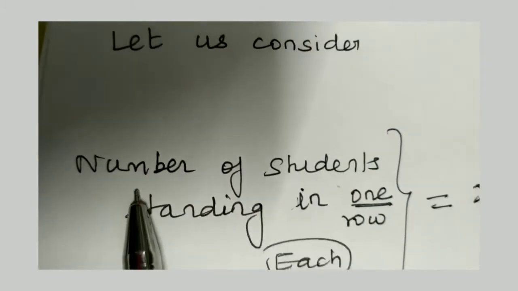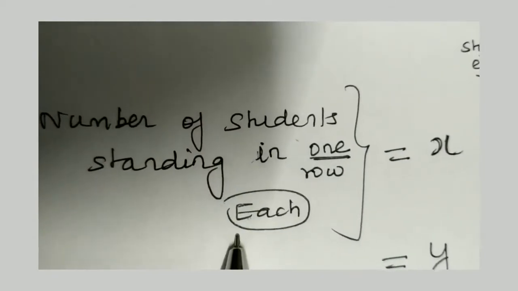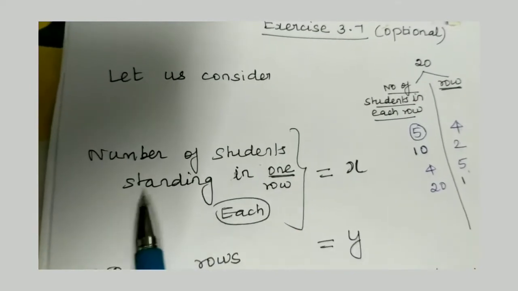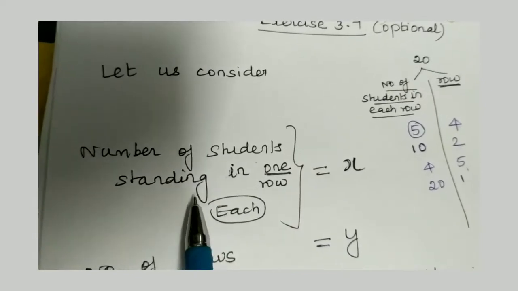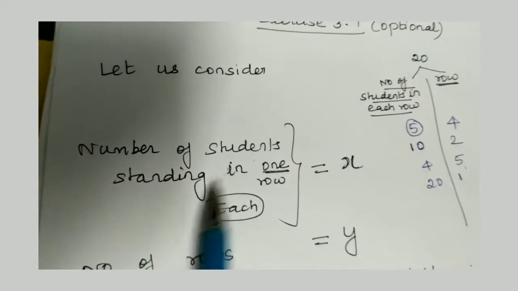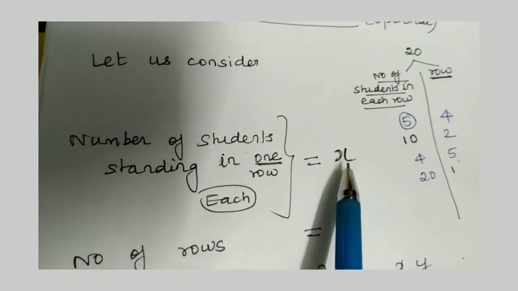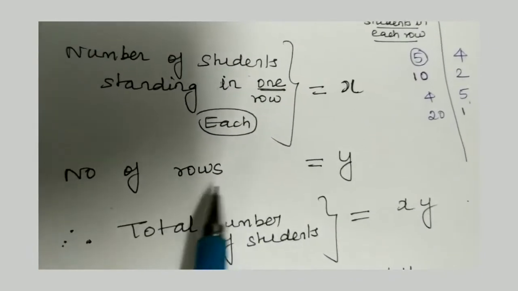How to start the sum? You have to say, let us consider. In the exam, write the sentence: let us consider the number of students standing in each row. In one row, how many students are standing? We don't know. Keep it as X. Or you can write the number of students standing in each row. As we don't know that value, we are considering it as X. Then you write the number of rows. How many rows did they form? We don't know. Keep it as Y.